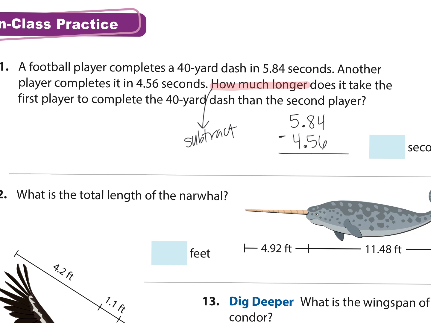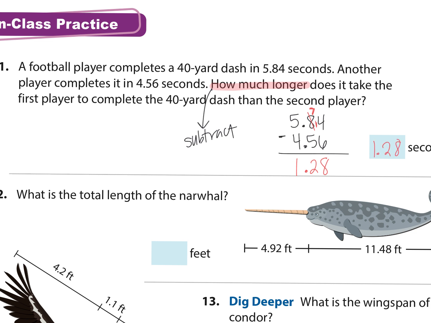Okay, I'm going to borrow from the 8 tenths because I don't have enough hundredths to take away 6 from 4. So I'm going to take that away. That leaves me with 7 tenths, but now I have 14 hundredths that I can take away 6 from. So what is 14 minus 6? 8. And then I have 7 tenths minus 5 tenths, which is 2 tenths, and then 5 wholes minus 4 wholes is 1 whole. So 1.28 seconds.